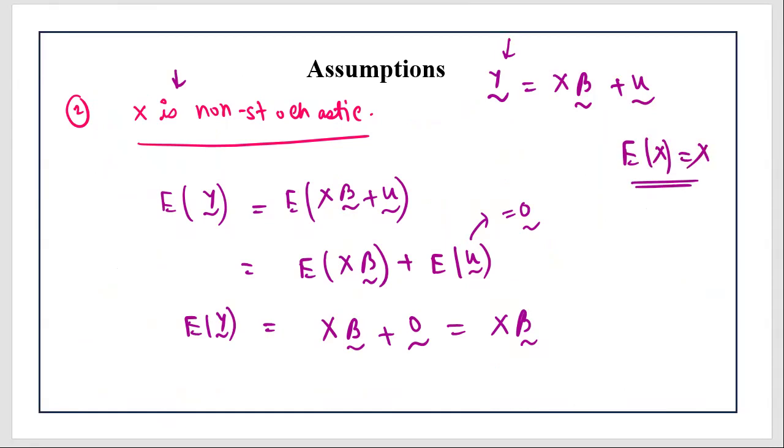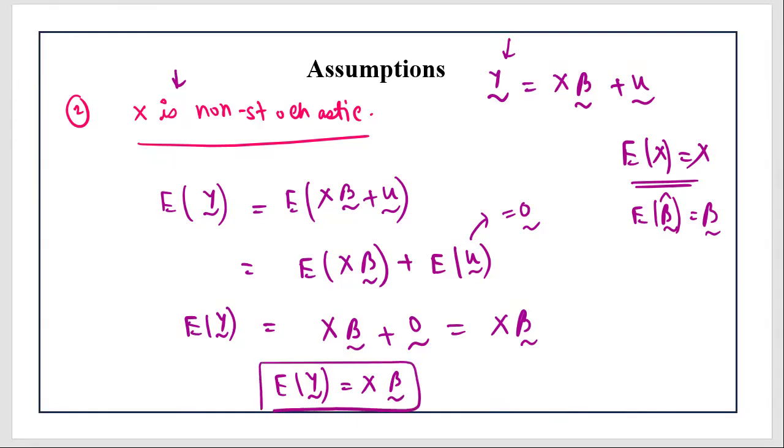Expected value of X is simply X, and for beta curl, we will prove that the BLUE property again holds, that is, the unbiasedness property again holds. That is why the expectation of beta curl will simply equal beta, the population parameter. That is why you can write this thing. So linearity basically holds. And this will be the second assumption, that X is non-stochastic, and from that property you can derive that the expected value of y curl will simply equal X into beta curl. This is the second thing.